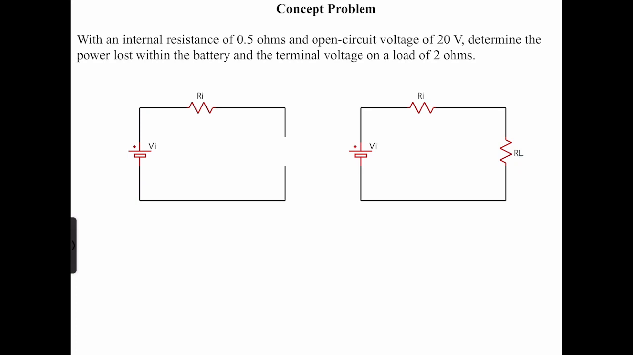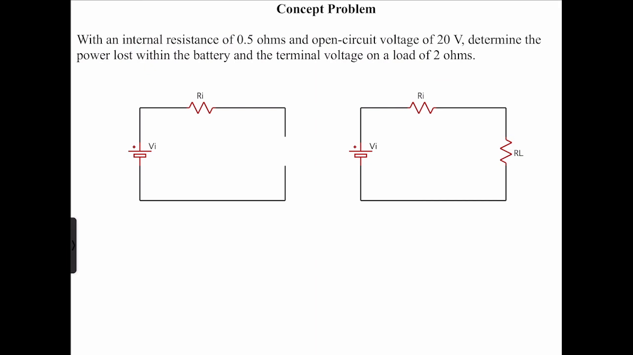Welcome back. This is another concept problem. In today's video, we want to find the power loss within the battery and the terminal voltage on a load of 2 ohms. We're given an internal resistance of 0.5 ohms. The battery has an open circuit voltage of 20 volts. Then we're asked to determine the power loss within the battery and the voltage across the 2 ohms load.